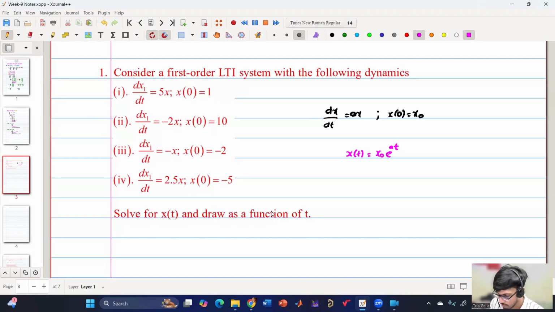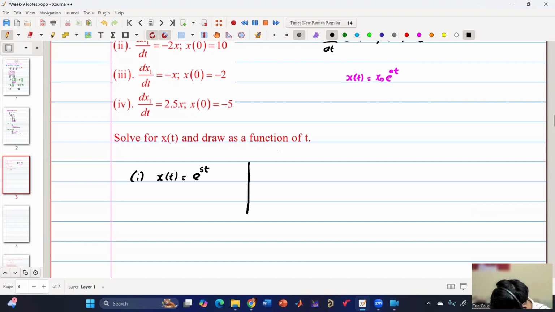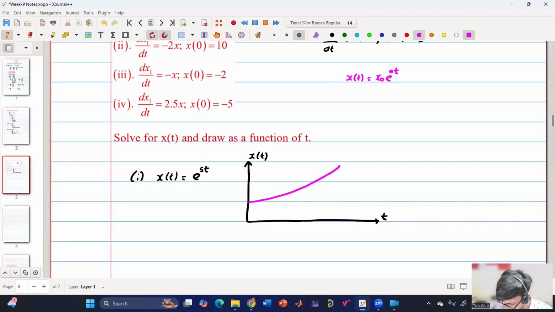Okay. So in the first case, the solution will be x of t equal to x of 0 into e to the power at, so e to the power 5t. This is our solution. Now if we draw its waveform, we'll get something like this. It starts with 1 and then it will exponentially increase. Exponentially increase, yeah, very good.